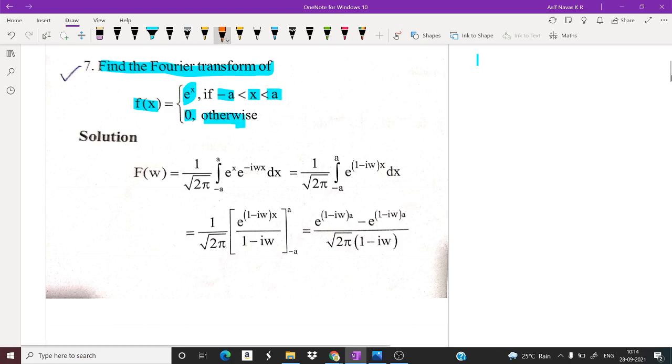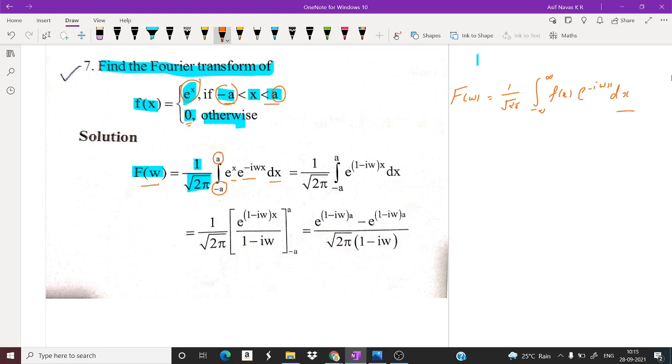The first step is we have to write the Fourier transform formula: 1 by root 2π integral from minus infinity to infinity f(x) e raised to minus iωx dx. So here f(x) is e raised to x when x is between minus a and a, and 0 otherwise. So F(ω) is equal to 1 by root 2π integral, where x ranges from minus a to a and 0 otherwise. So our integral is integral from minus a to a e raised to x e raised to minus iωx dx.